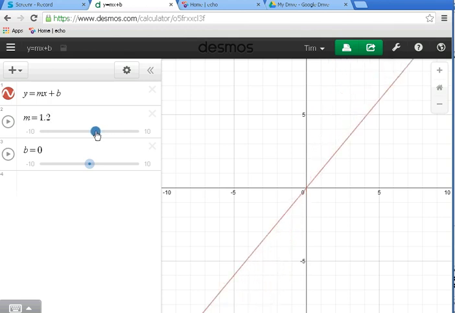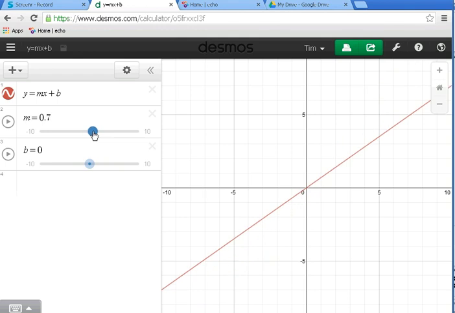As I decrease the value of m to less than 1, but still more than 0, the slope becomes gentler. I think of this as a gentle positive slope. And as we approach 0, you know that the line just sort of becomes flat. We discussed slopes of 0 in a previous video.